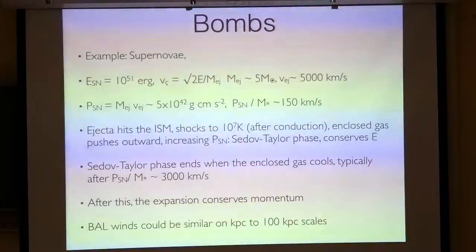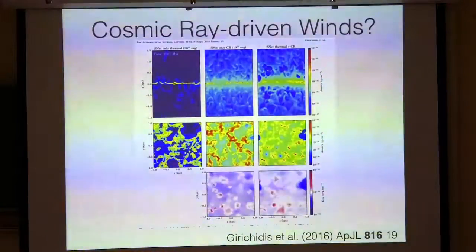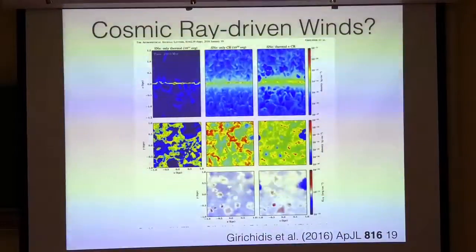After that, the expansion conserves momentum. So, are galactic winds that are produced by supernova energy driven or momentum driven? Well, they're both. The energy conservation phase puts a lot more momentum into the outflow, and then that momentum is going to push on the ISM. There's been a suggestion that OB ones can do the same thing, and when they run into the ISM on kiloparsec or larger scales, it can also shock. You can also drive winds with cosmic rays, but put a question mark up there. If you look at people's simulations, in fact, it is only marginal. It's not enough to drive enough mass loss rate to produce the observations you see.